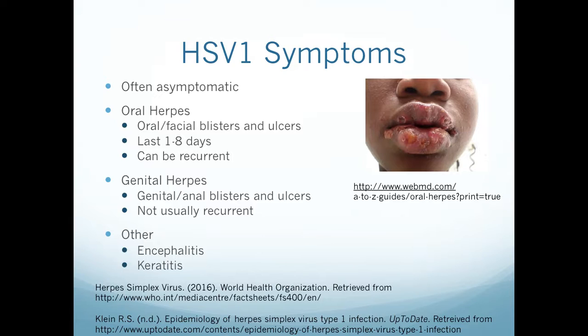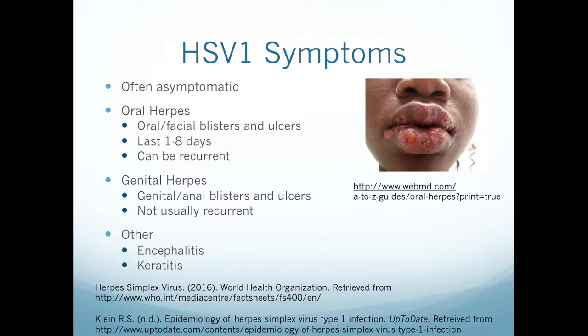Most individuals who contract oral herpes are asymptomatic, and when symptoms do occur, the principal one is the development of blisters and ulcers in the mouth and on the surrounding facial structures. These sores are often called cold sores, and they can be quite painful, and they typically last from 1 to 8 days. Symptoms may occur in recurrent episodes throughout life once one is infected.